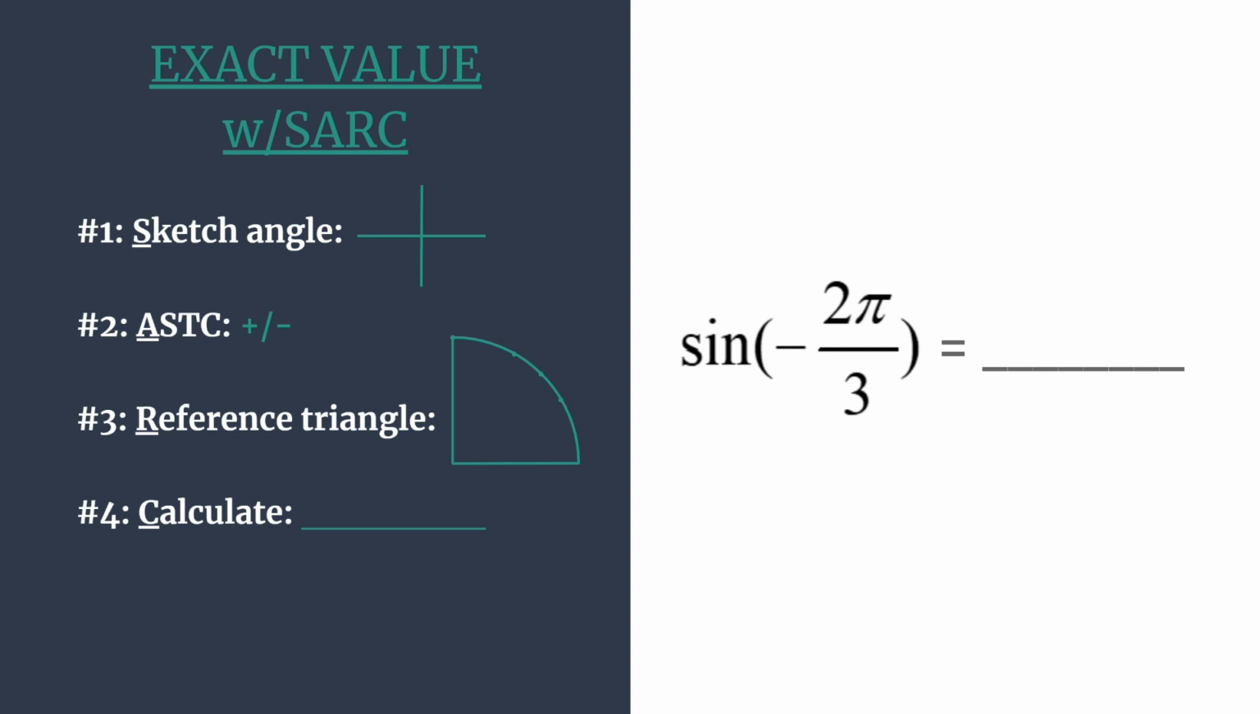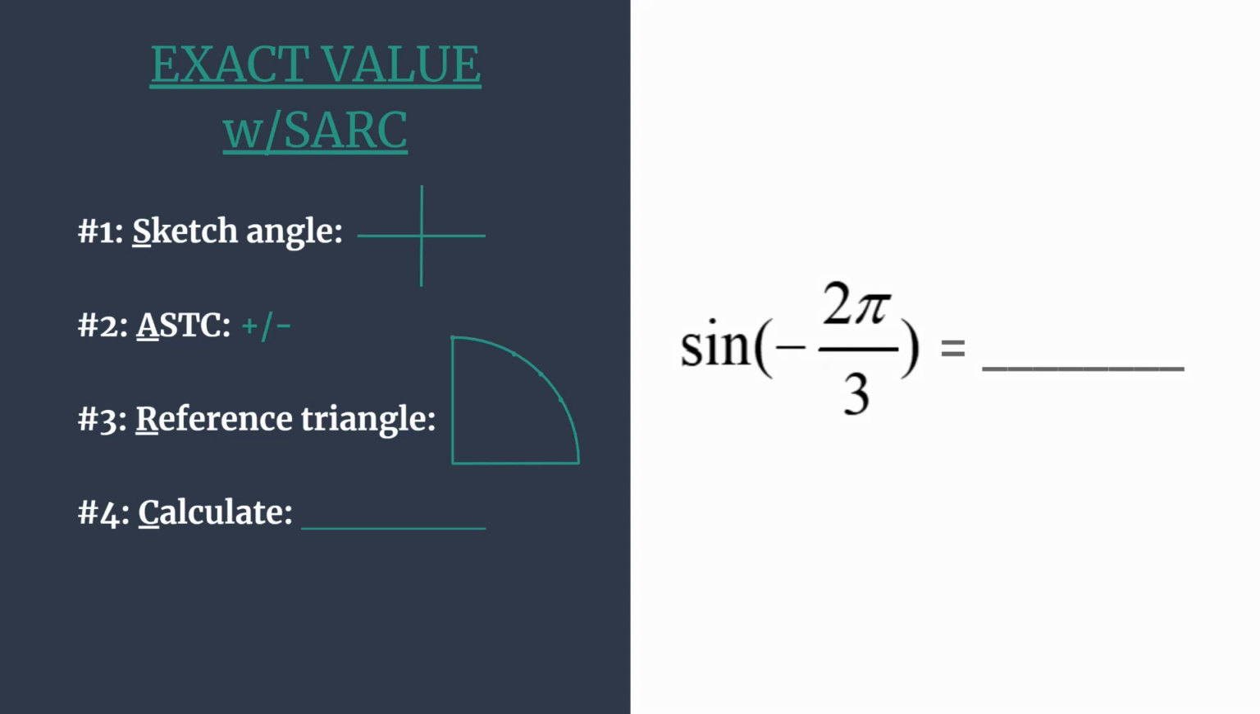S stands for sketch the angle. So we'll sketch the terminal side of our angle. That way we know which quadrant it's in. A helps us think A.S.T.C, which is a nice little acronym in itself to help us know if our final answer should be a positive value or a negative value. The R stands for reference triangle. So we'll find the reference angle and then the special right triangle and coordinates that go with it. And then the C stands for calculate, so we'll calculate the trig ratio that we want. And so we're going to do this for the sine of negative 2 pi over 3.